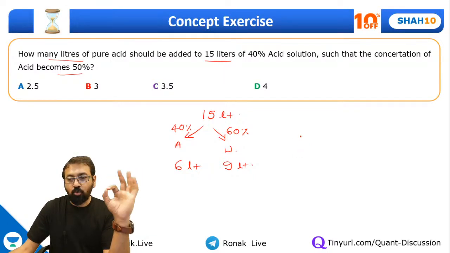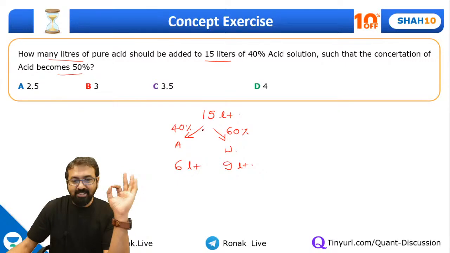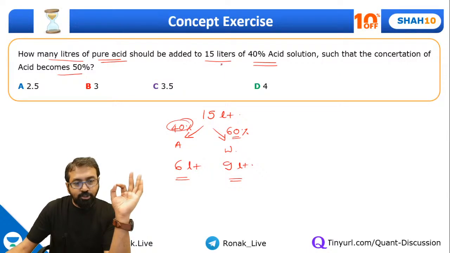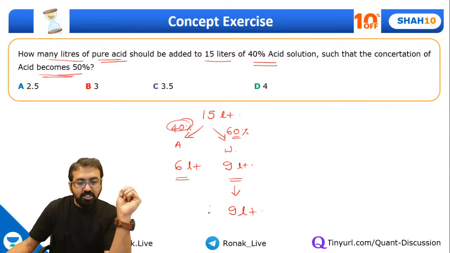Okay, fine. So guys, in 15 liters of 40% acid solution, we have 40% acid. So what is 40% of 15? It's 6 liters, and 60% of 15 is 9 liters. Now what's the question? How many liters of pure acid should be added to 15 liters of 40% acid solution such that the concentration of acid becomes 50%? Can I say this water is going to remain 9 liters and the concentration is 50%? So can I say this should also be 9 liters?